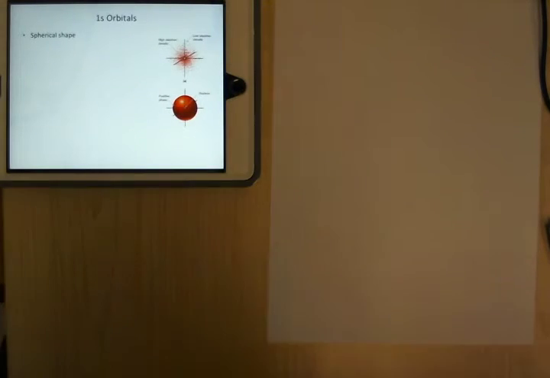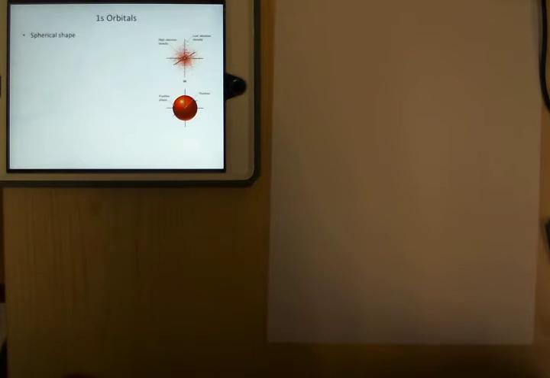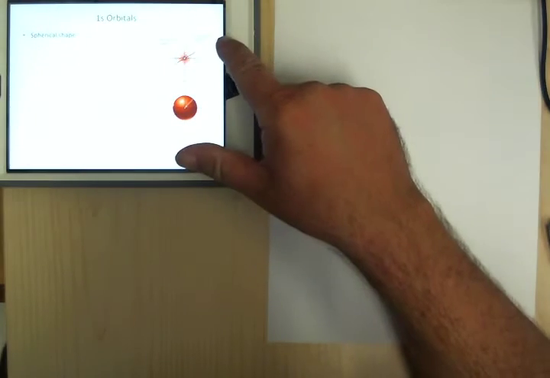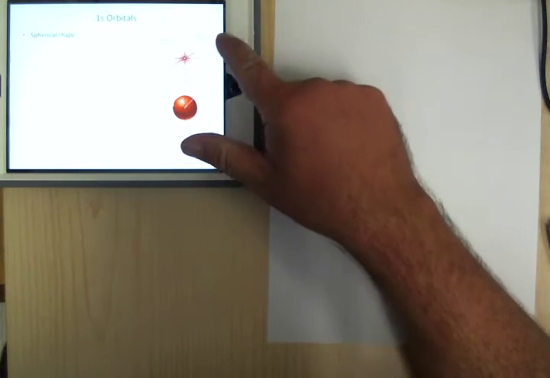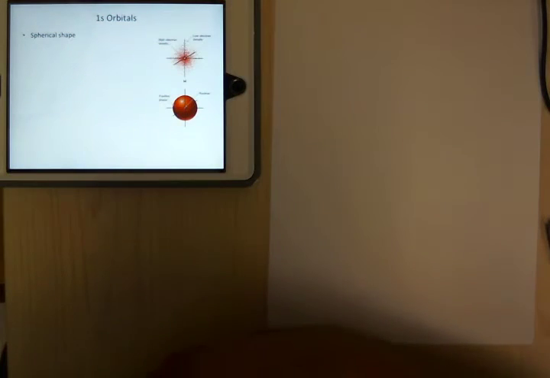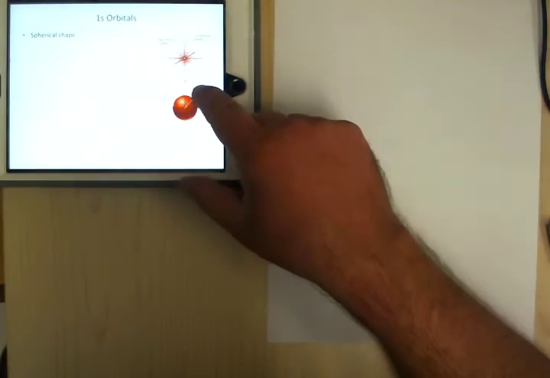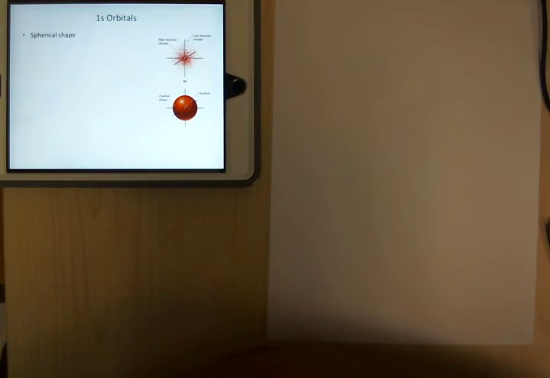So the simplest of the orbitals is the 1s orbital. All the s orbitals are spherical. There's electron density going out from the nucleus itself, so we think of it as spherical shaped, like that.